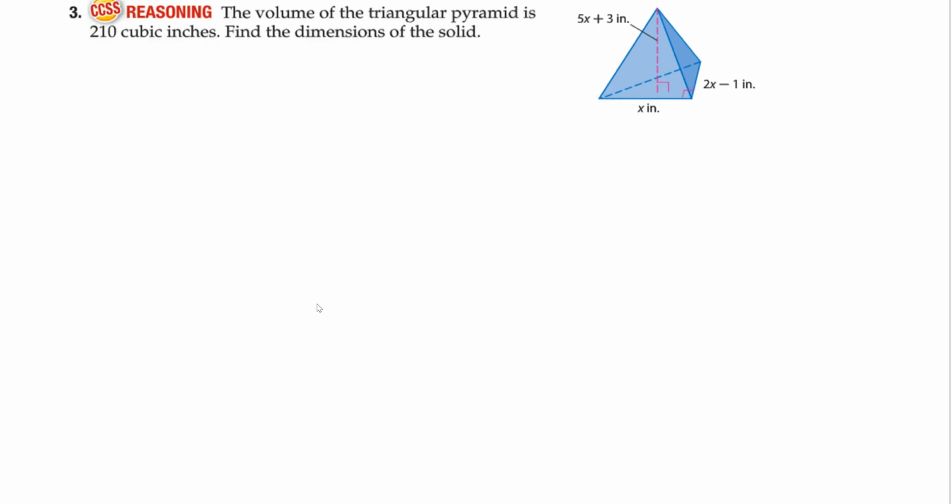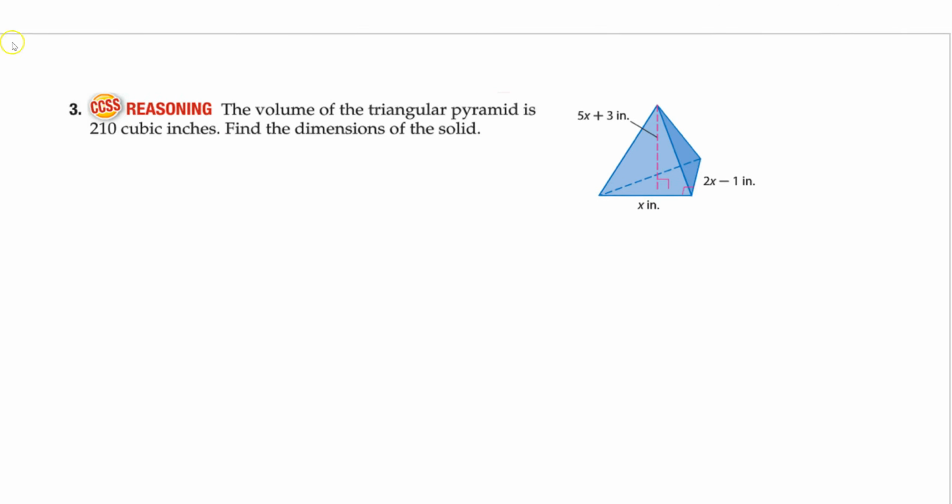Okay, one last problem. The volume of a triangular prism is 210 cubic inches. Find the dimensions of the solid. So we need to find x here. Now again, volume, if I'm not sure what volume is, it's always the same thing. It's area of the base times height. That's how you find the volume of anything. Area of the base times height.